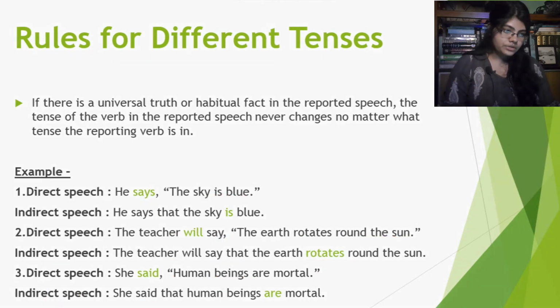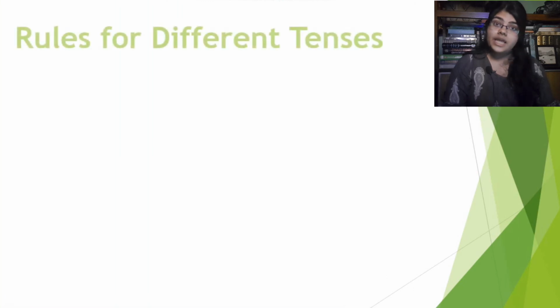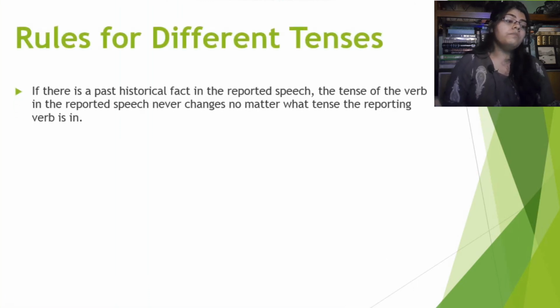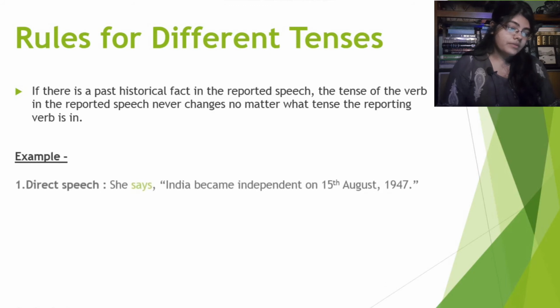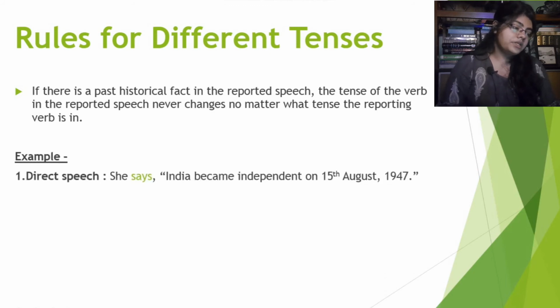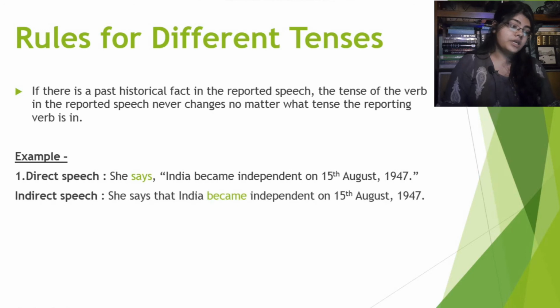Now, the next rule. If there is a past historical fact in the reported speech, the tense of the verb in the reported speech never changes, no matter what tense the reporting verb is in. This is kind of similar to the previous rule. For example, she says, "India became independent on 15th August 1947." The indirect speech is, she says that India became independent on 15th August 1947.